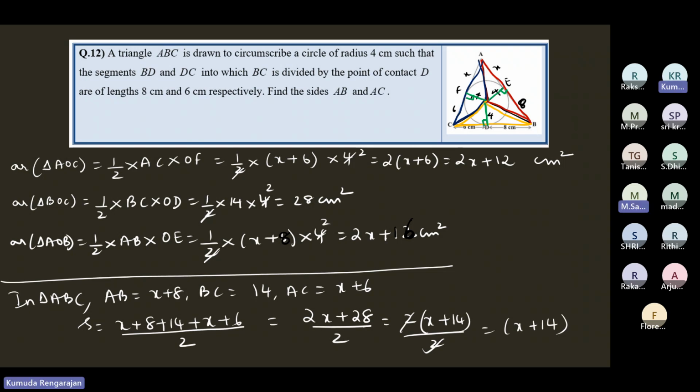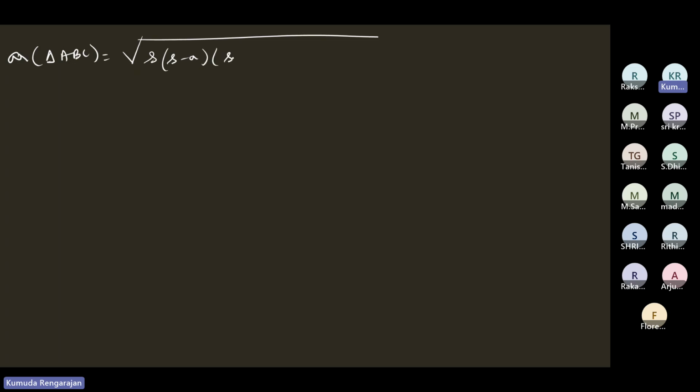Heron's formula, 9th standard. Calculating the area of a scalene triangle, any triangle, in fact, when you know only the sides. When do we use Heron's formula? Heron's formula is used to find the area of a triangle when you know only the three sides of the triangle. Now, area of triangle ABC is equal to square root of S into S minus A into S minus B into S minus C square units.